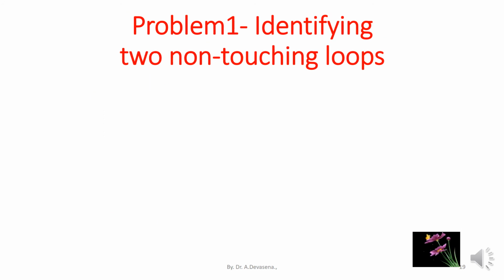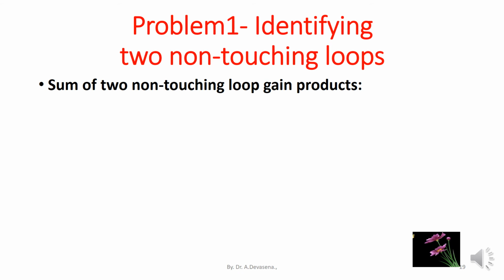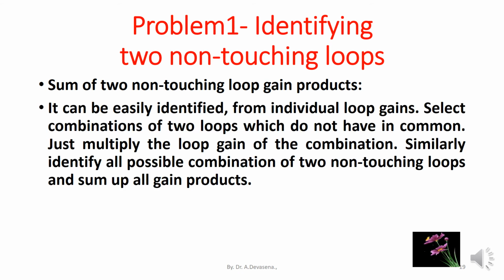Identifying two non-touching loops for this problem. Sum of two non-touching loop gain products. It can be easily identified from individual loop gains. Select a combination of two loops which do not have anything in common. Just multiply the loop gains of the combination. Similarly, identify all possible combinations of two non-touching loops and sum up all gain products.